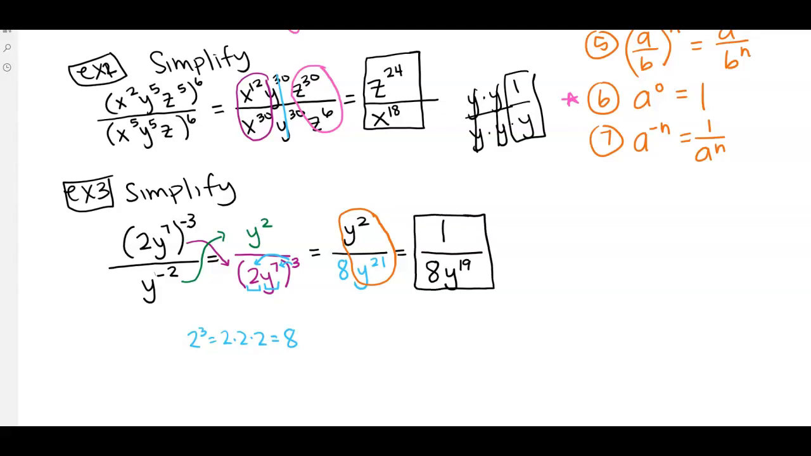I know sometimes with these negative exponents, it's like, what? What are we doing? Okay.